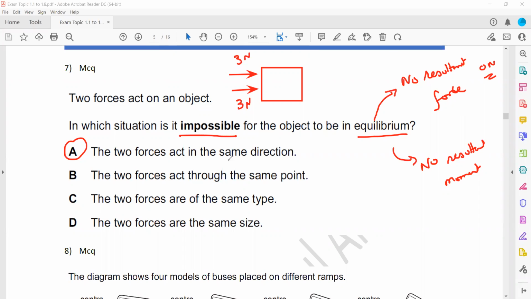When two forces act in the same direction, like there is an object with a force of, say, 10 Newton and another force also 10 Newton, both acting in the same direction, the resultant can never be zero. If the resultant is not zero, it means it is impossible for this object to be in equilibrium or balanced.